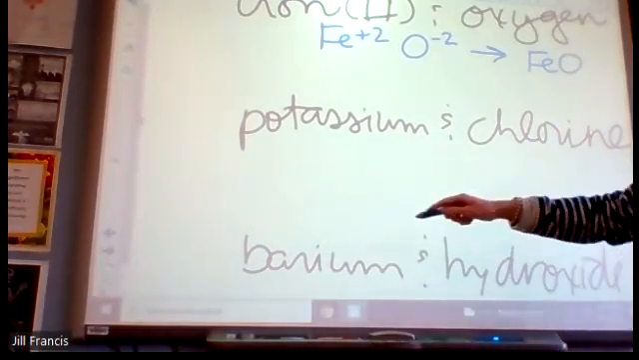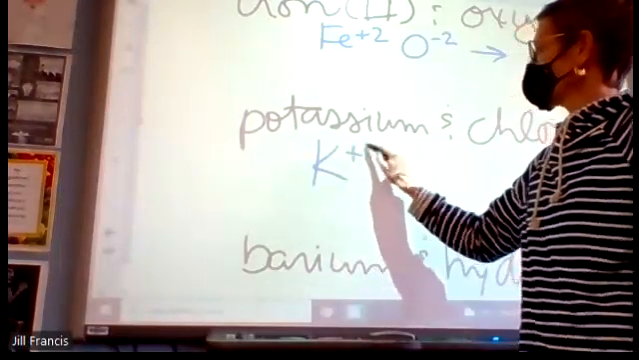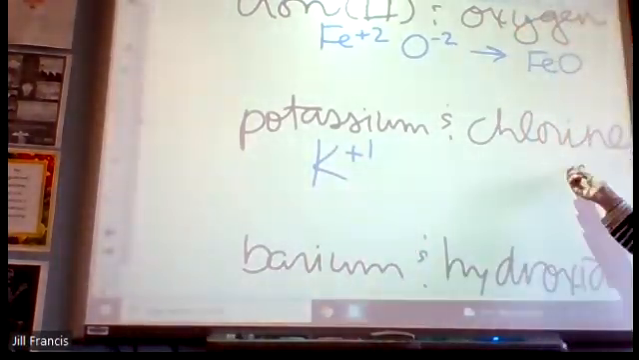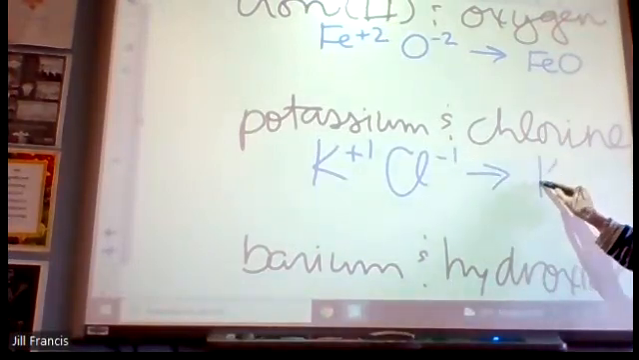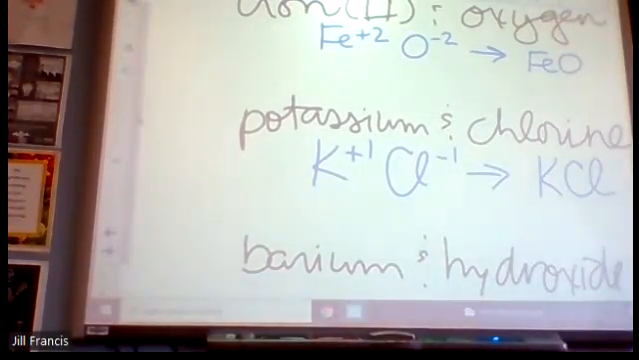I picked easy ones, didn't I? Potassium, group 1, so it's a +1. Chlorine, group 17, so it's a -1. So again, charges cancel. KCl.